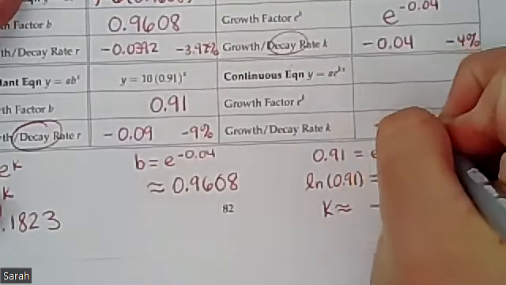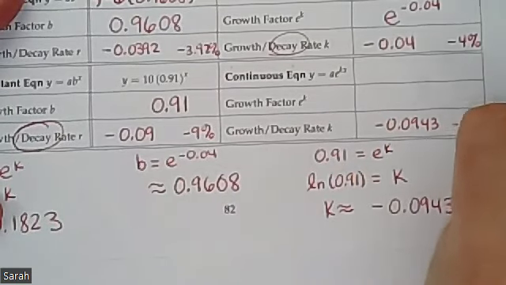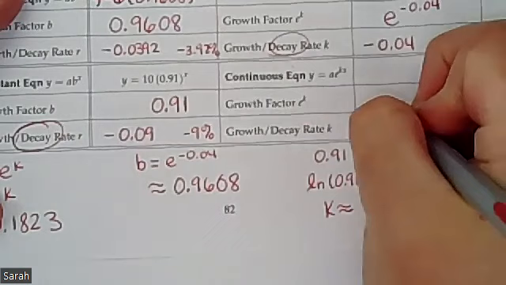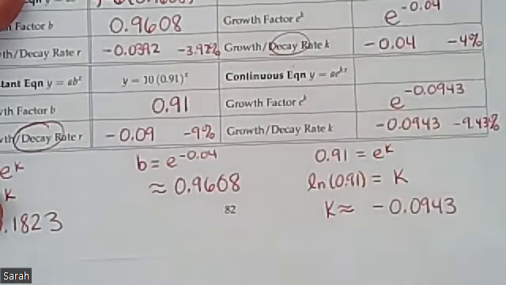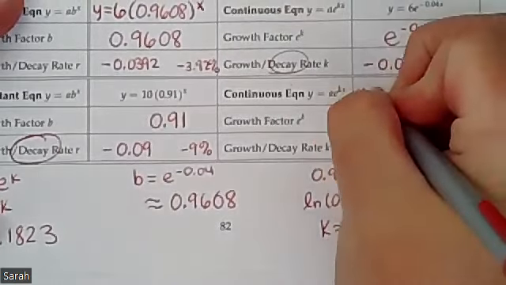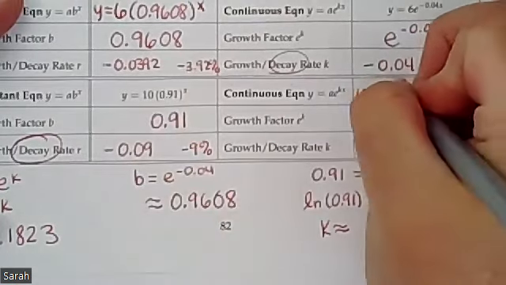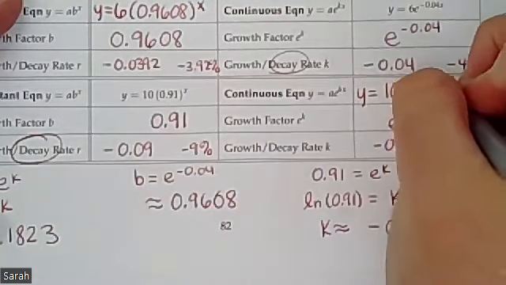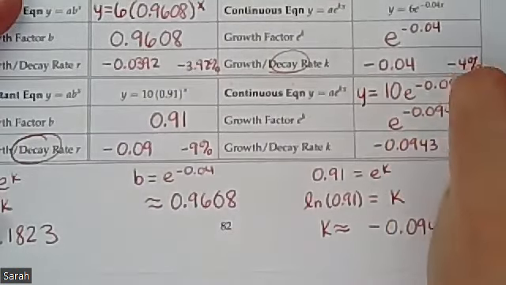I'm going to go ahead and put this in here. So negative 9.43%. My growth factor is e to the negative 0.0943. And then if I put that all together for the equation, I have y is equal to, and I have the same starting amount of 10, and I have e to the negative 0.0943x.